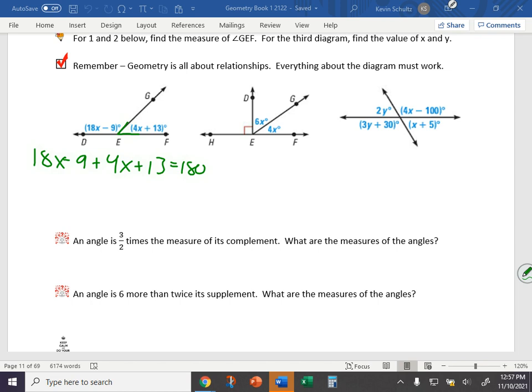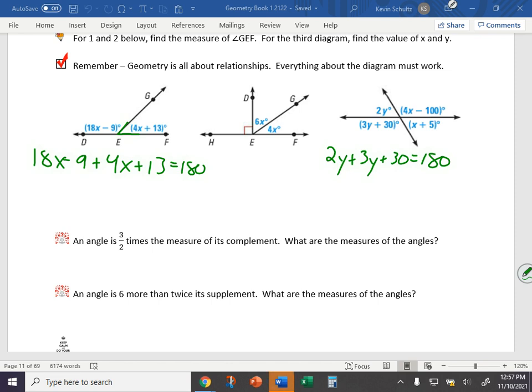Yeah. So for y, 2y plus 3y plus 30 equals 180 since they made the slanted line. Sure. Same kind of deal here, right? And then to solve for x, you can set up a similar equation there, okay? Since you get 180 between 4x minus 100 and x plus 5.